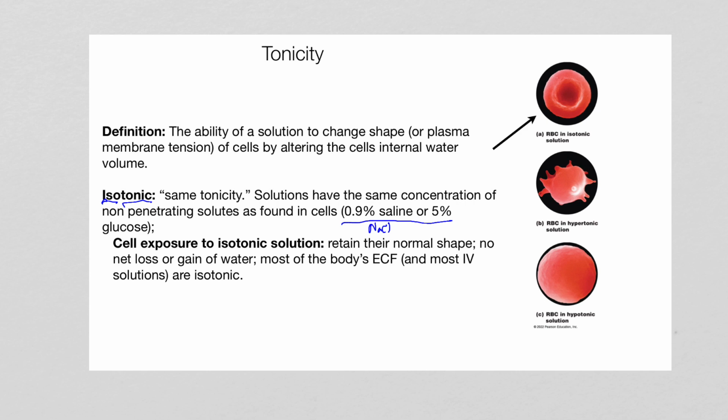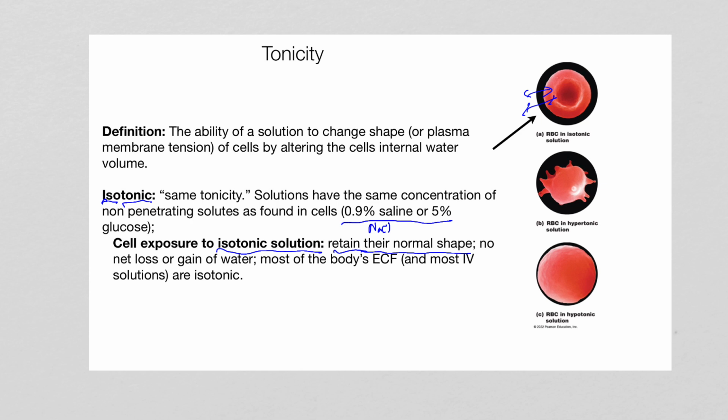All right, so this kind of just goes over when we expose a cell, a red blood cell, to isotonic solution, which means that it's the same tonicity on one side of the plasma membrane than the other. All right, these blood cells are going to retain their normal shape. They're not going to expand or they're not going to shrink, and you're going to have no net loss or gain of water. Okay, so water may move back and forth across this membrane, but it's not going to result in a gain or a loss of water. Okay, it's just going to stay the same.